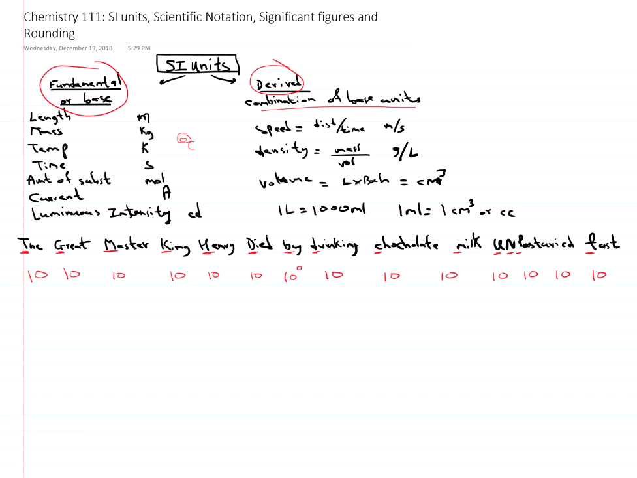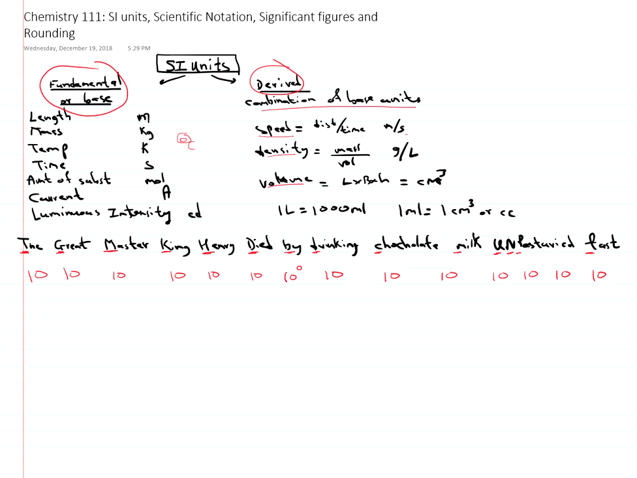Derived unit, as I said, is a combination of base units. Speed, for example, is distance upon time, so meter per second could be one of the units. Density is mass upon volume, so it could be gram per liter or kilogram per ml or whatever unit, but the unit will be that of a mass at the numerator and the unit of the volume at the denominator.